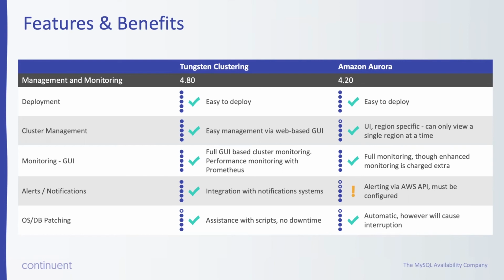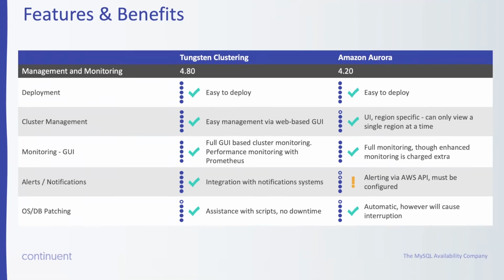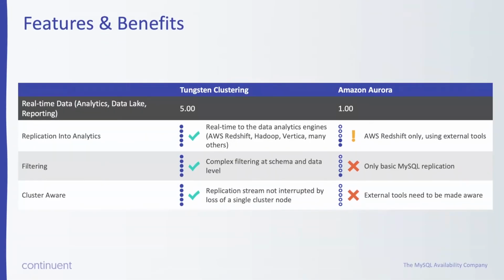Amazon Aurora will patch your database automatically. However, it's going to cause downtime. And another thing that's really popular is replication into analytics. So we have our MySQL cluster or clusters, and we want to run analytics. How do we do that? How do we move the data from our MySQL clusters to our analytics system?